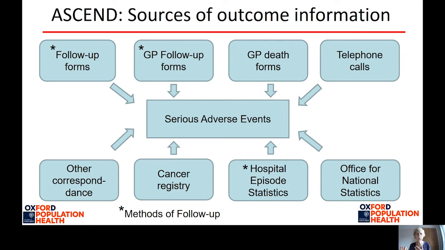If we didn't hear from the patients, the GPs got questionnaires. We linked to the cancer registries, and for those patients for whom we were not able to get a follow-up form from either themselves or from their GPs, we then used the hospital episode statistics in order to ensure that we got maximal follow-up. And of course, we got death notification from what was then ONS.